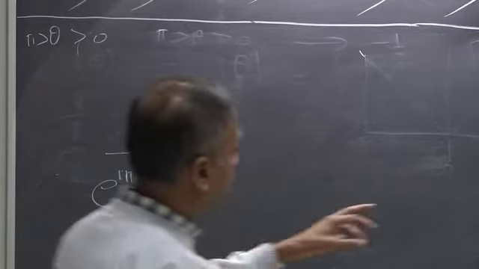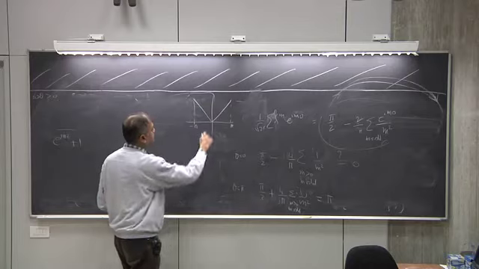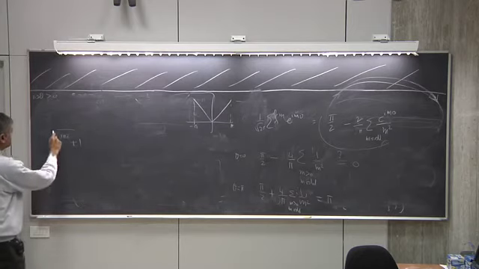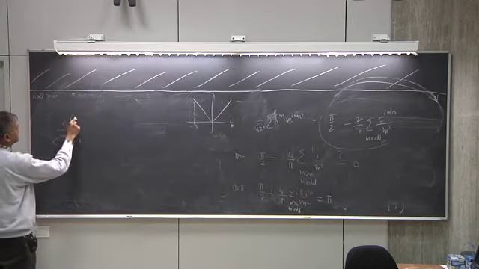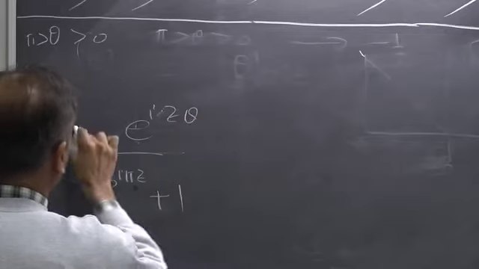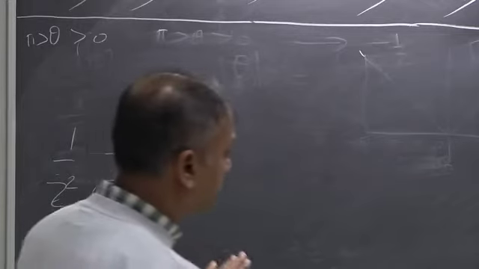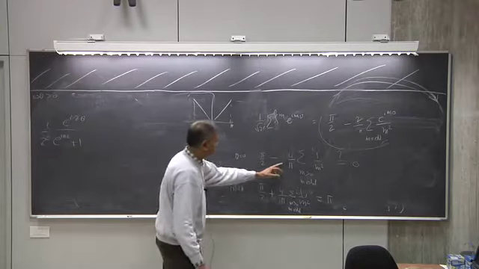Theta is between 0 and pi, so I'm looking at this range here. So I get this e to the I z theta over z square, right? And let's see what the residue is. We want to precisely pick up this factor, minus 4 by pi.